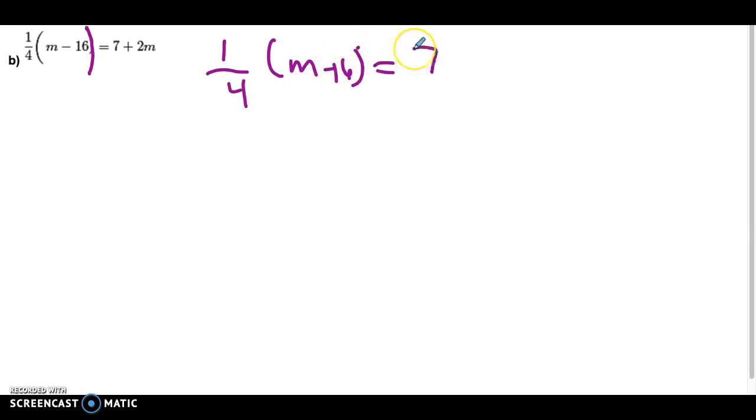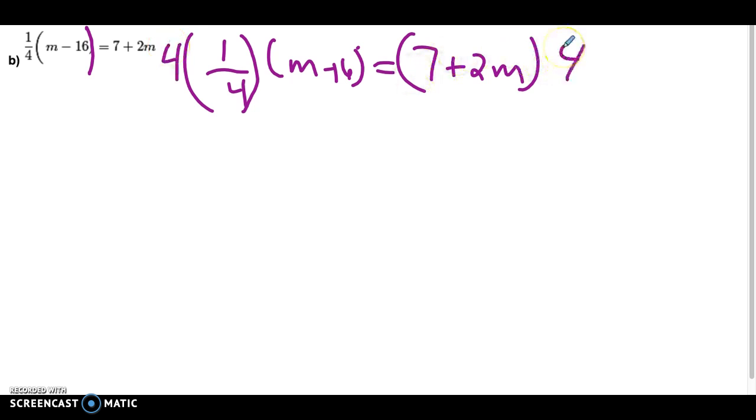Times 7 plus 2n. Right? And this is a number multiplied by n minus 16. So I'm just going to go ahead and multiply both sides by 4. Well, 4 times 1/4 is just 1. So then I have 1 that I'm going to have to distribute to the n minus 16.